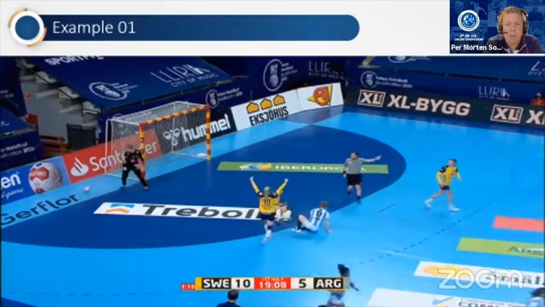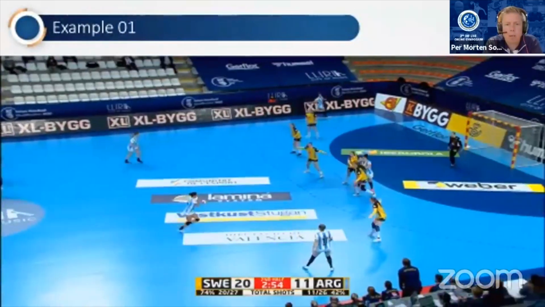A series of offensive faults whistled by the referees.